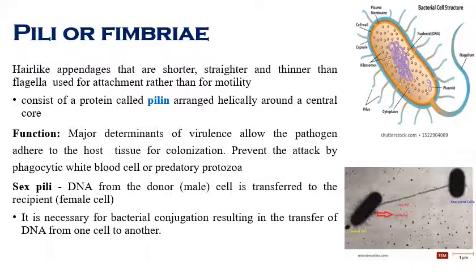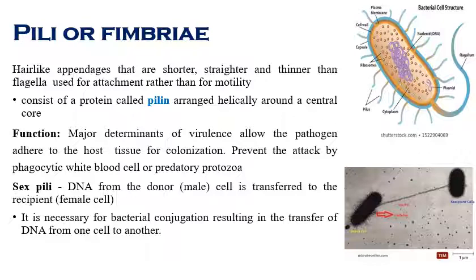Now we will see pili or fimbriae. There is a lot of difference between flagella and pili or fimbriae. I will tell you in a single word: flagella is the locomotory organ of bacteria, whereas pili is the sexual organ which is helpful for conjugation. It is also helpful for colonization of bacteria.